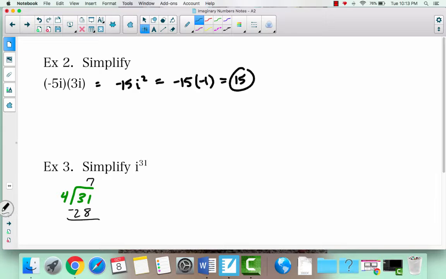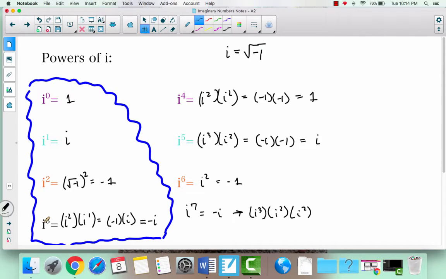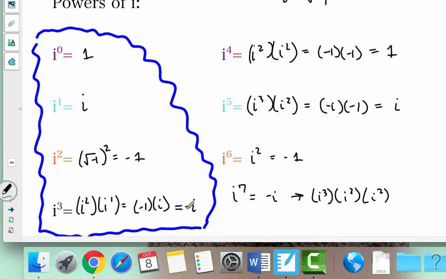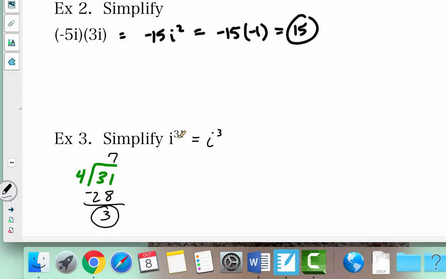I go ahead and subtract, just doing long division. I get that my remainder is 3. So what that means is that i to the 31st is the same as i to the third. And if you look back at our last slide, we said i to the third is the same as -i. So that means i to the 31st, when reduced down, is equal to -i, and we'd be done.